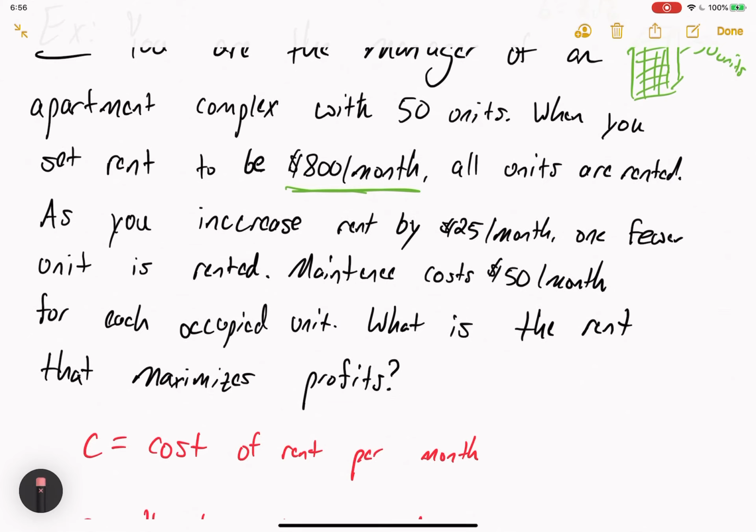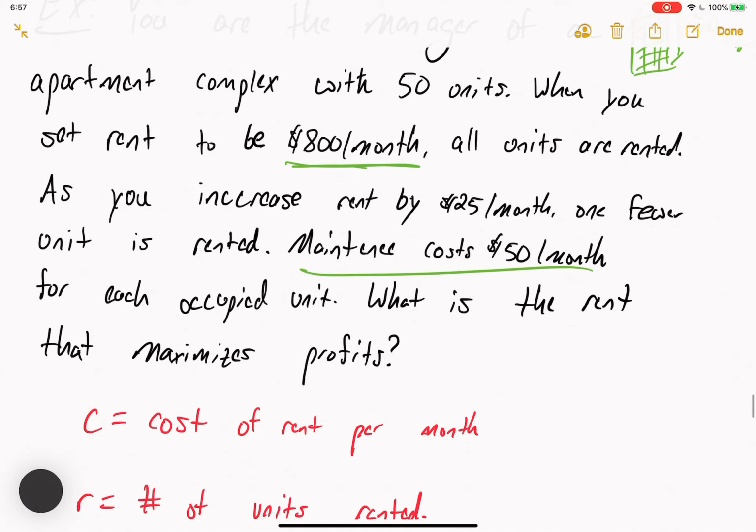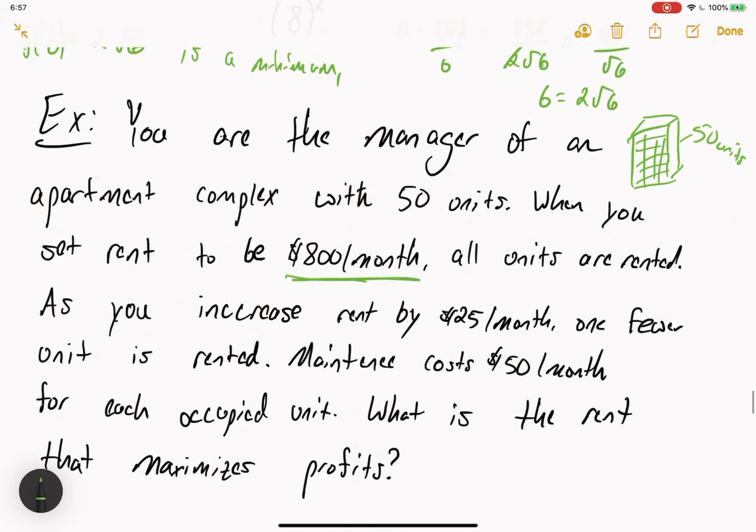We wrote increase wrong, but whatever. So we also know that maintenance costs $50 a month for each occupied unit. So we want to know what is the rent that maximizes profits. So this one's going to be kind of weird, considering it has a lot of variables and it's not so clear. But the first thing we want to do is, 50 units. So we want to call the unit something. We want to find out what the cost is. We want to figure out a good price for rent.